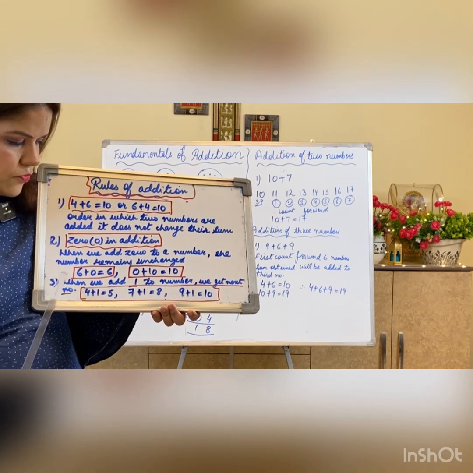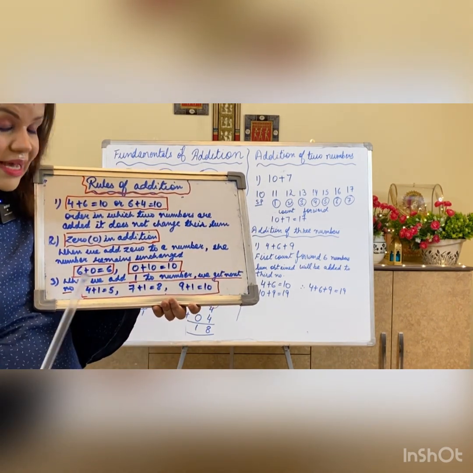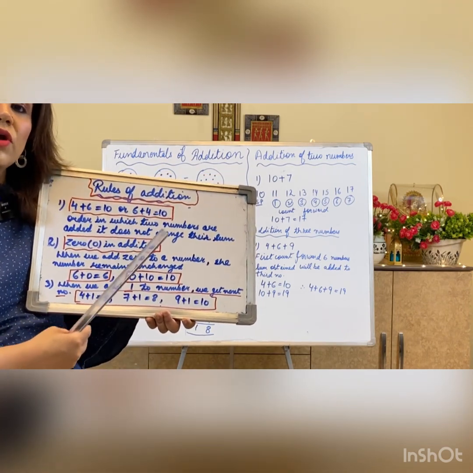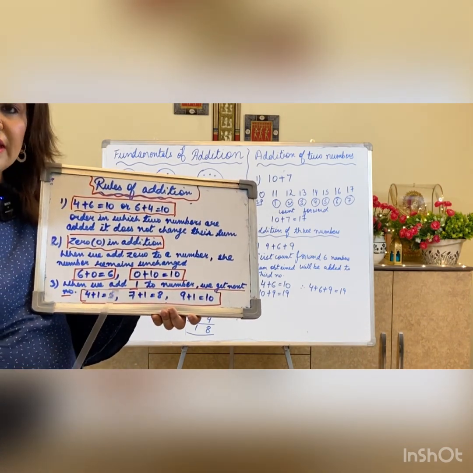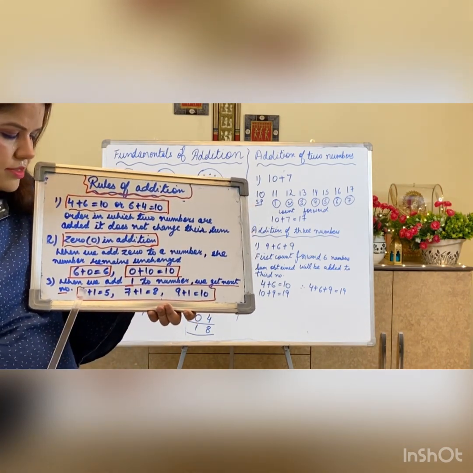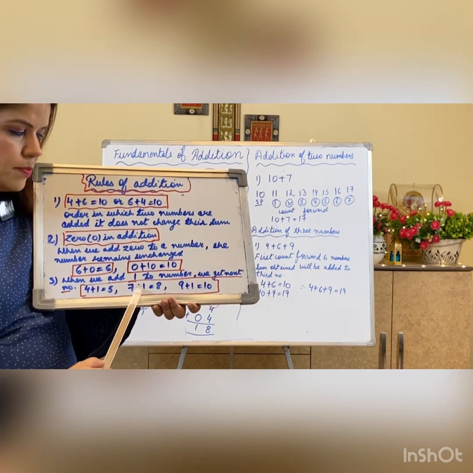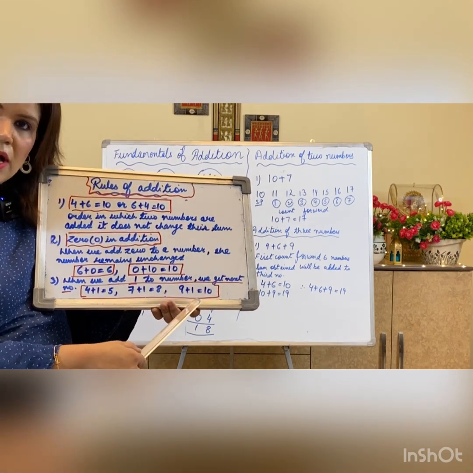The third rule is when we add 1 to a number, we go to the next number. Whenever we are adding 1 to a number, that means I am going one step ahead of my number. So what will be the answer? The very next number will be my answer. Like 4 plus 1 is equal to 5, and 7 plus 1, what is the next number after 7? 8. 9 plus 1, 10.